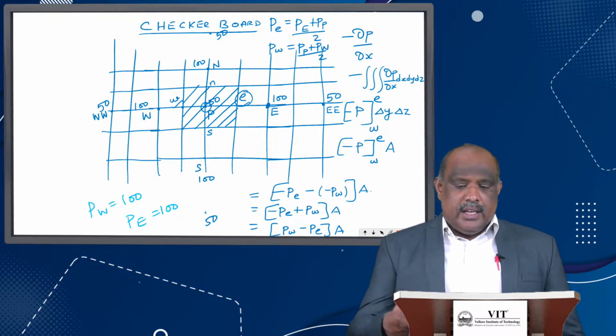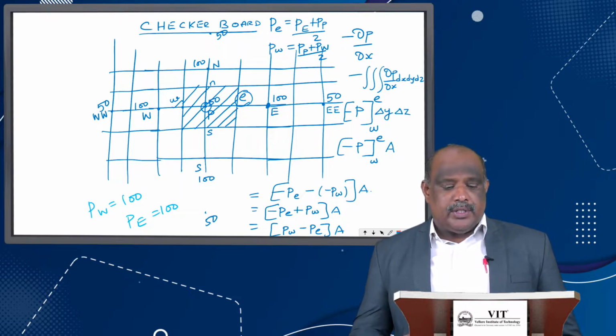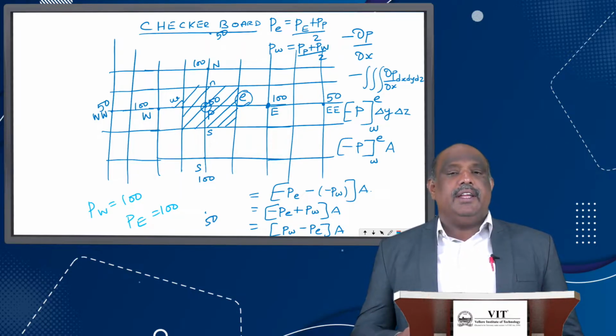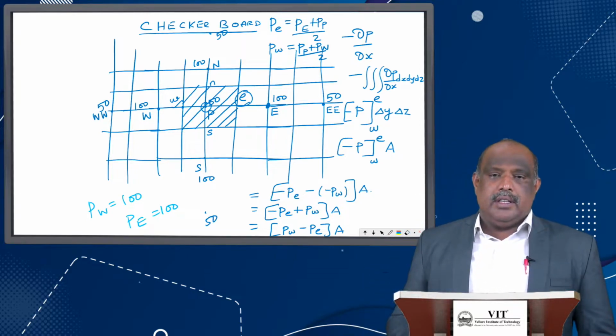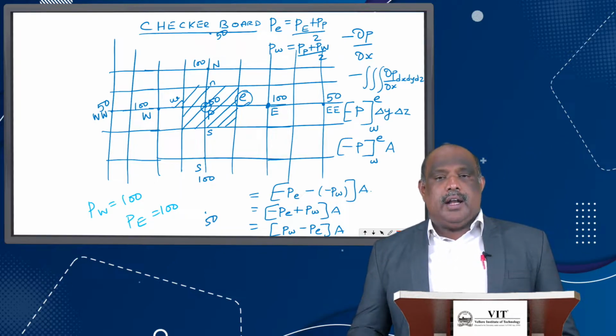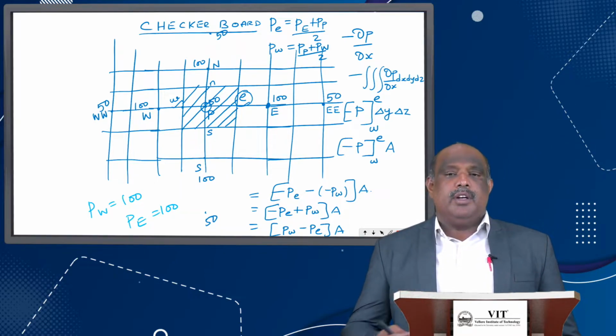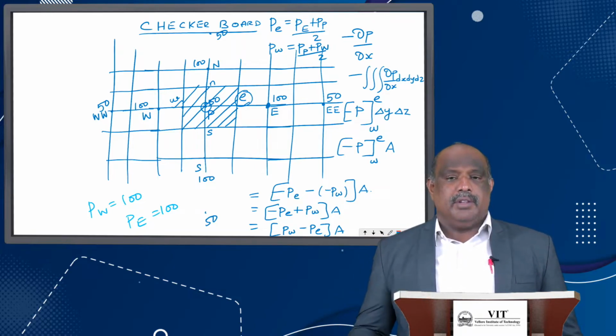Yesterday we took a case in which the pressure value at the node WW is 50, whereas the pressure value at the node W is 100. Similarly, the pressure value at node P is 50 and the pressure at node E is 100, which means the values keep alternating like 50, 100, 50, 100, 50, 100.